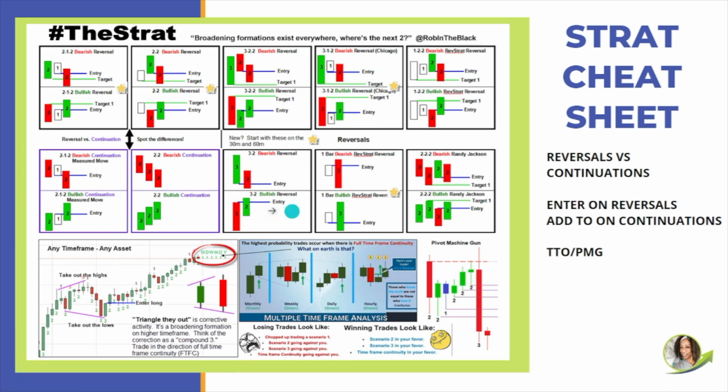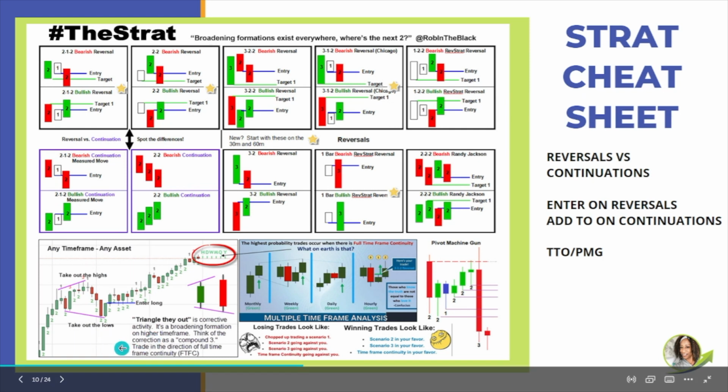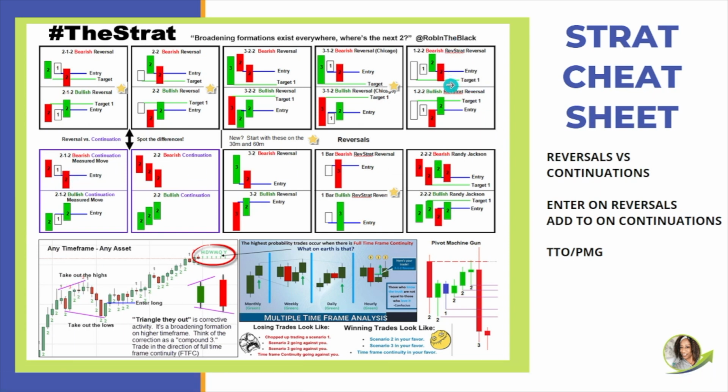Okay, so now let's talk about the TTO. Triangle day out is corrective activity. So y'all have heard me talk about, like when we were talking here on this corrective activity, it's basically a broadening formation on a higher time frame. But what it is if people shorted here, they put their stops here, right? So naturally, when price came up here, they got stopped out. He coined that term, triangle day out.